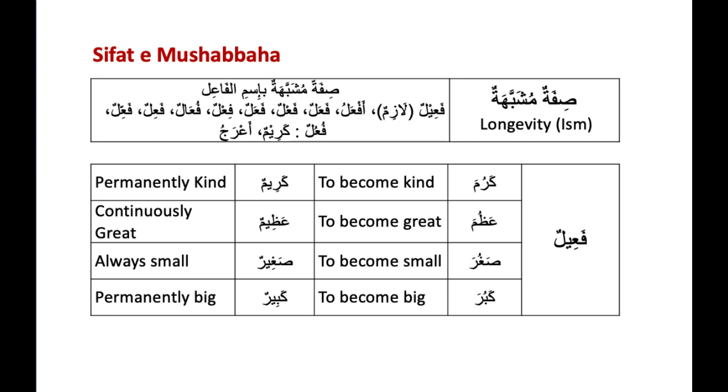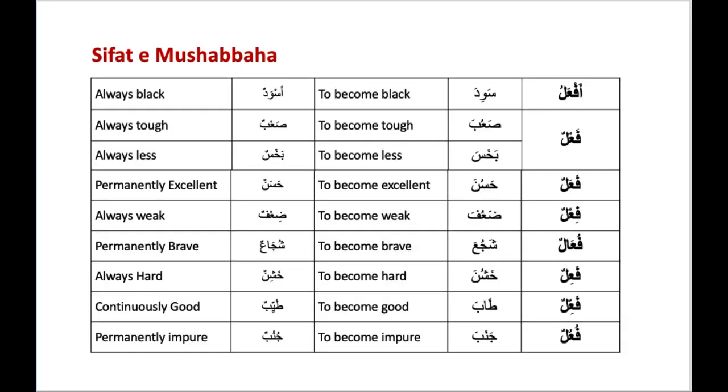Azimun, continuously great. Sagura, to become small. Sagirun, always small. Kabura, to become big. Kabirun, permanently big. Af'alu pattern. Sawida, to become black. Aswadun, always black. Fa'lun pattern. Sa'uba, to become tough. Sa'bun, always tough. Bakhasa, to become less.